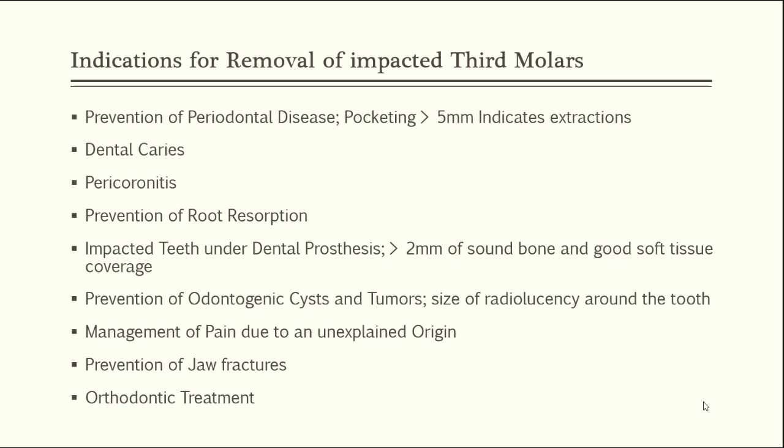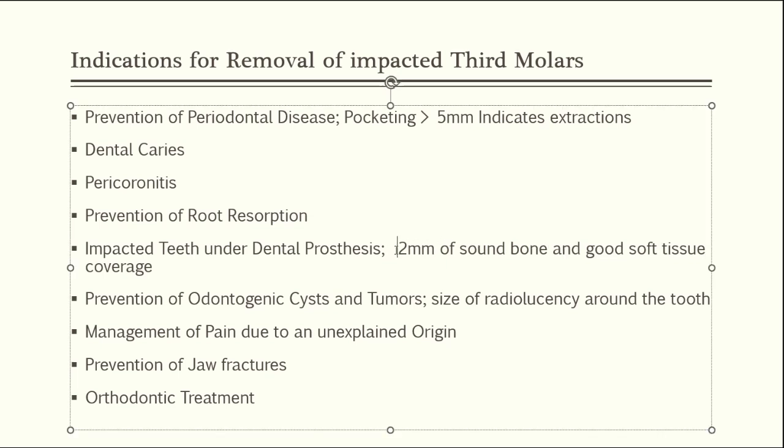Now, impacted teeth under a dental prosthesis. If we have more than 2 mm of sound bone around all sides of the tooth with good soft tissue coverage, we can keep the tooth. If we don't have it, then we must extract the tooth. Okay? Sorry.